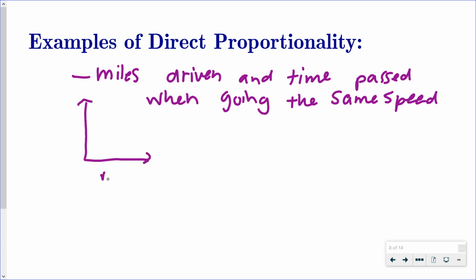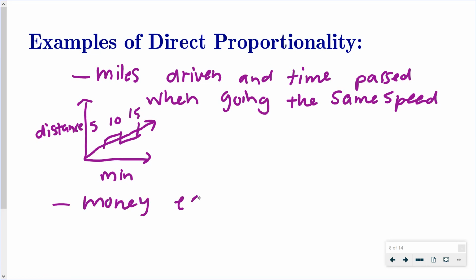So if this is my minutes and this is my distance, as the time increases, how far away from home you are is going to increase at the same amount. It's not like between minutes 5 and minutes 10 that's going to be some kind of different change between, if this is 5, this is 10, and this is 15. This gap here is going to be the same as this gap here, so you know that they're going the same amount, okay?